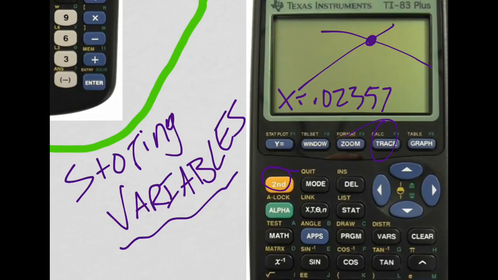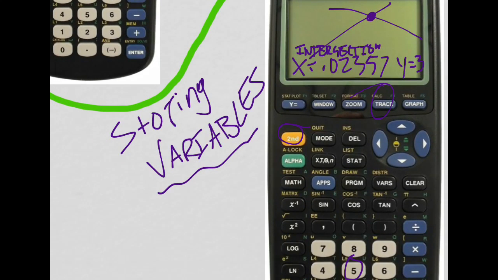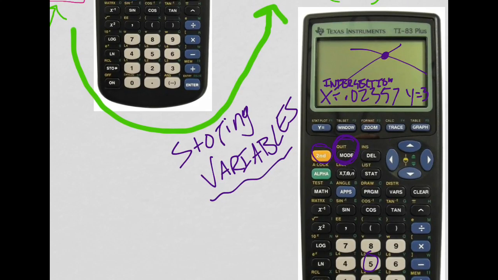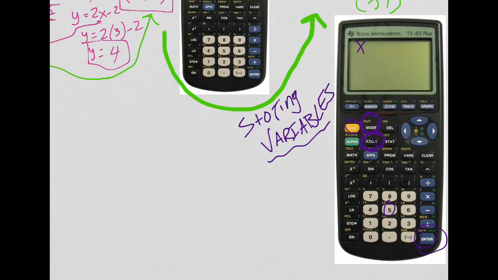So once it's calculated that intersection, I think it'll say intersection right there as well. Once you find the value of that intersection, it'll tell you the x value, then it'll tell you the y value too. Let's just say it's 3. Once you have that there, as long as you don't move your cursor, if you quit out, so go second and then quit, which is the mode button right there, it will go to your home screen. And now that you're on your home screen, if you hit the X variable button to get an X up there, and then hit enter, it will print that value that you just found for X.